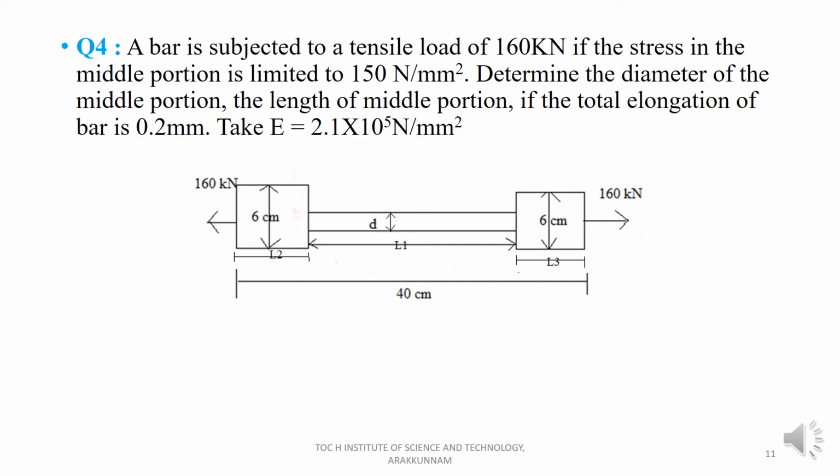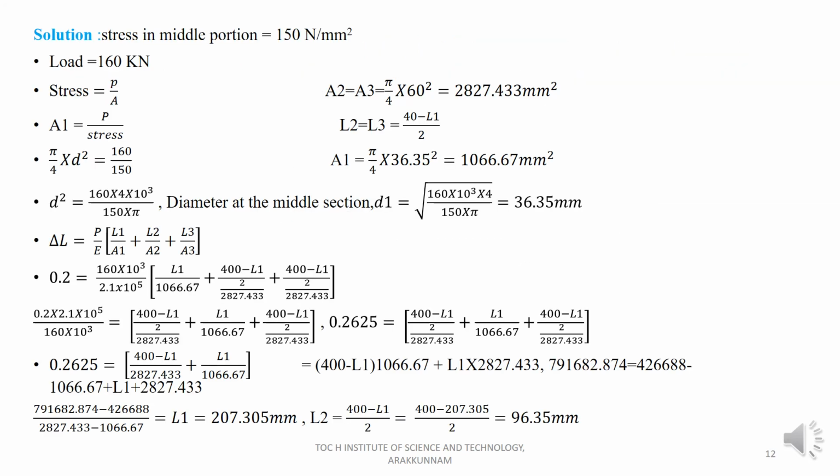So stress is equal to load by area. From that we can find the value of the diameter at the middle section. We also have the equation for deformation delta L for the entire bar, which is given. By expressing L2 and L3 in terms of L1, you will get the value of L1 first, and then you will get the values of L2 and L3.